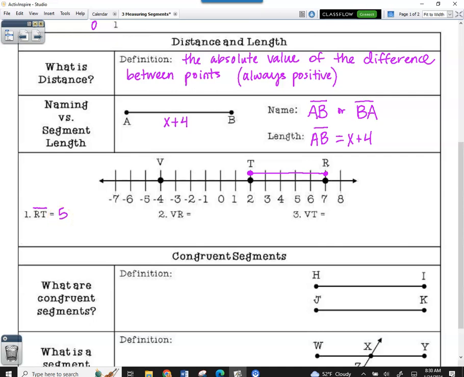All right, now do V to R, and then do V to T. We'll do V to T right here. So do those two real quick.